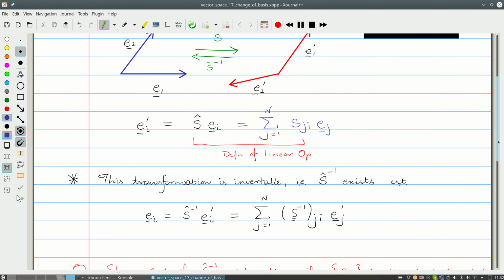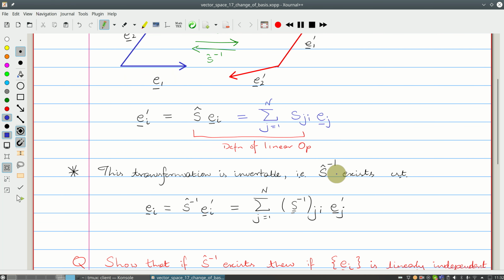Now, I said this is invertible, so S hat inverse exists, and we can therefore write the basis vector Ei as S hat inverse operating on Ei prime. And since this is again a linear operator, we can write Ei as a vector in this primed space, and that is written in terms of these coefficients of the S inverse matrix, and then you have the primed basis vectors here.